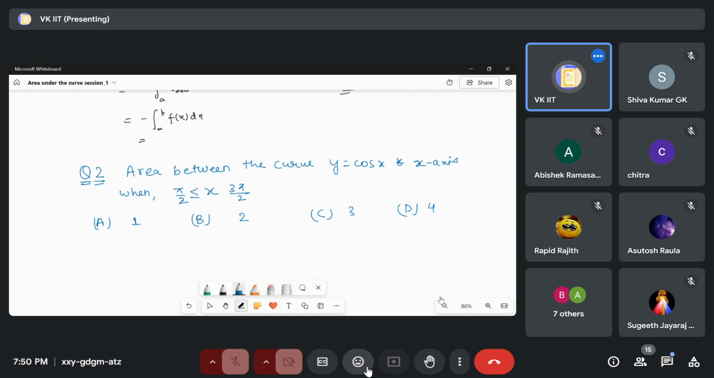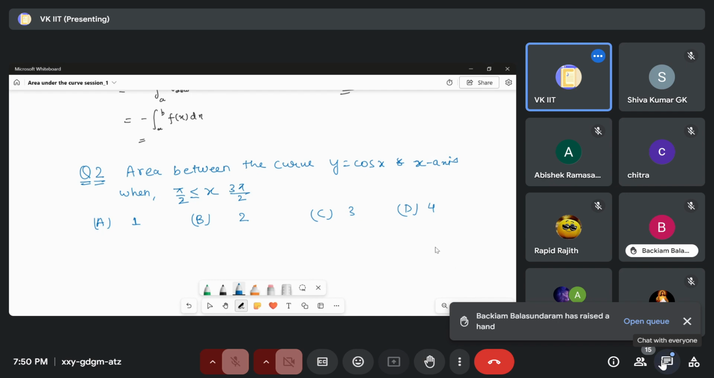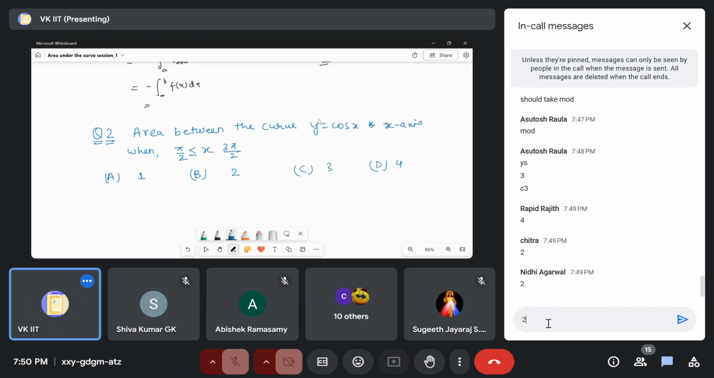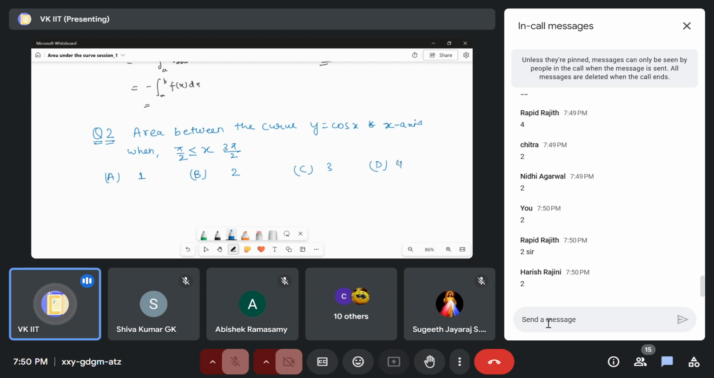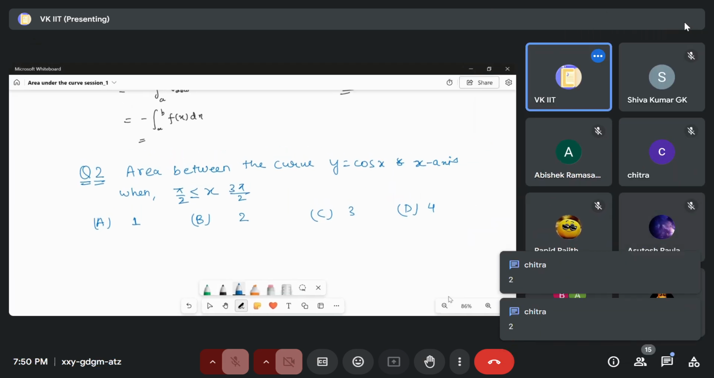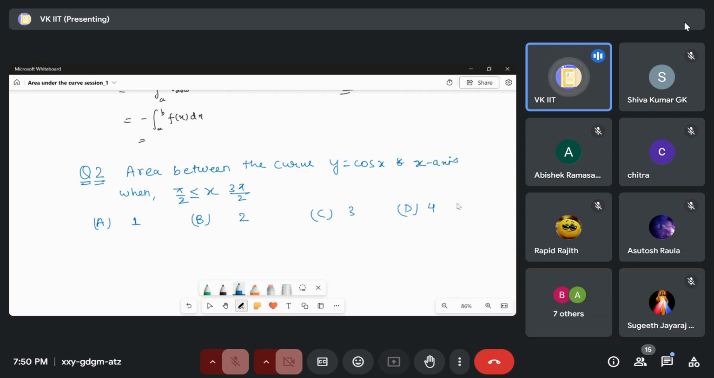Where is Aruna? Aruna, are you in the class? Yes. What's the answer? Tell me. Two. Exactly. Two is the right answer. Chitra has already said, two is the right answer.